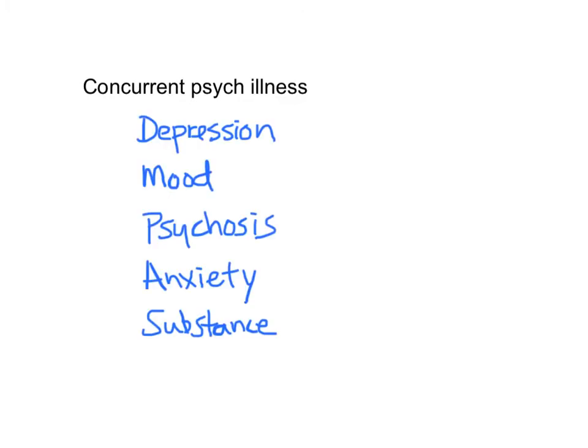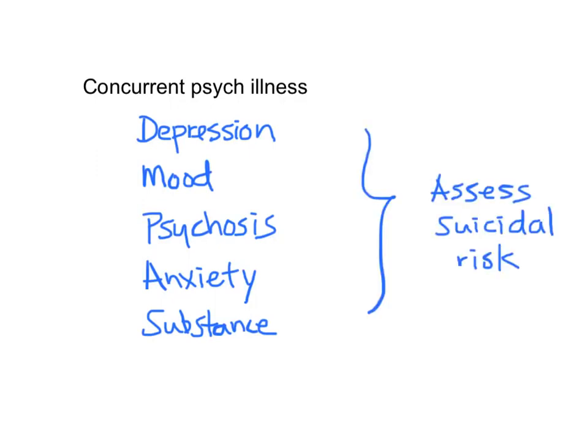For concurrent psychiatric illness, we want to ask about the ones that we just mentioned. If the patient has not made a suicidal attempt but has presented with features of these psychiatric illnesses, it is also important for us to assess their suicidal risk. Asking them whether they have ever thought of harming themselves will not increase the risk of suicide.